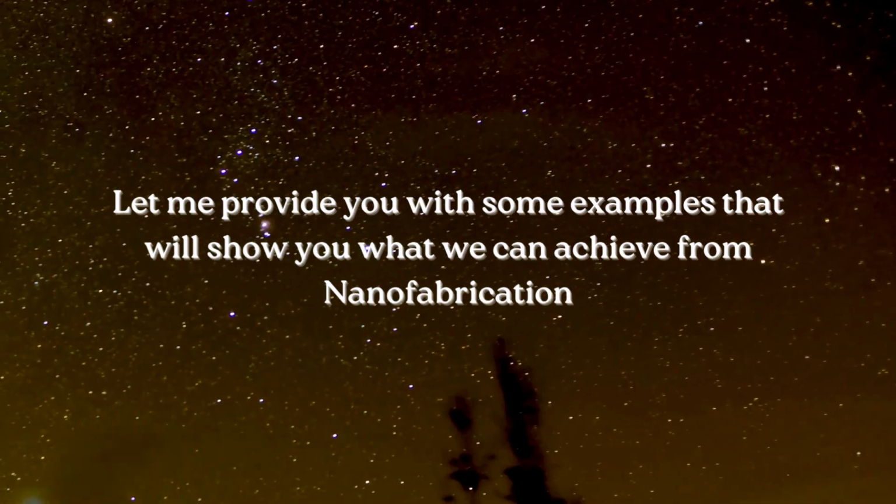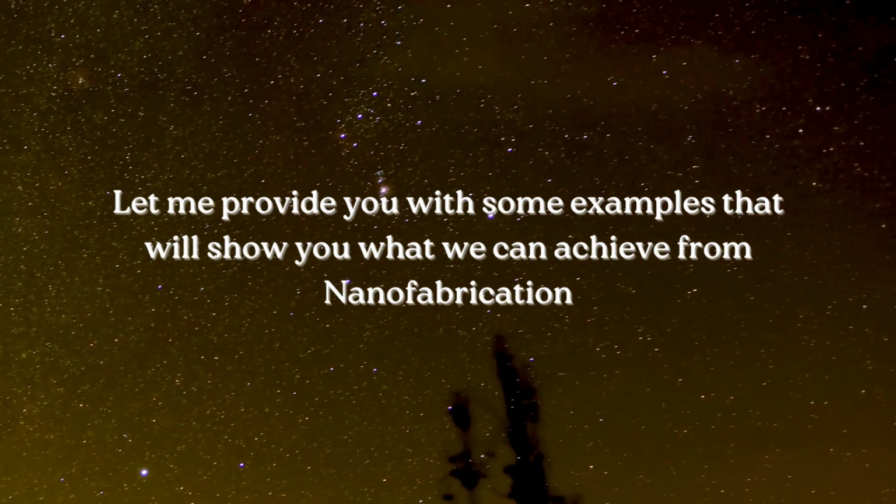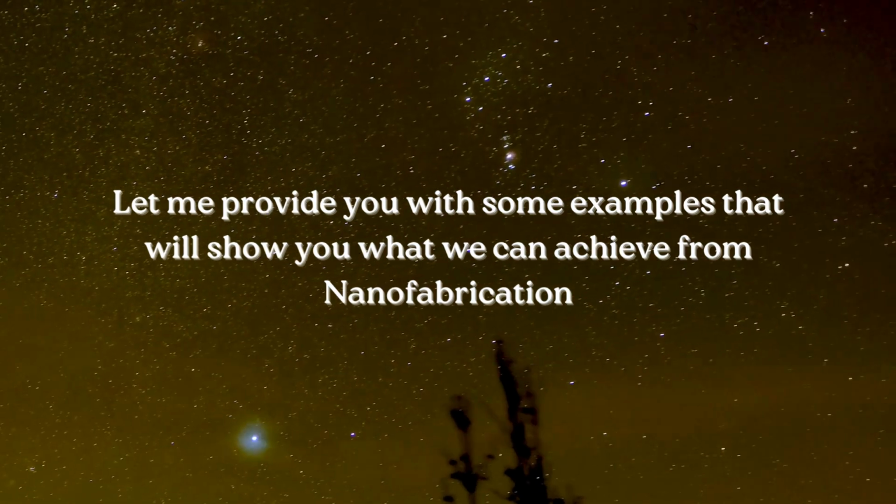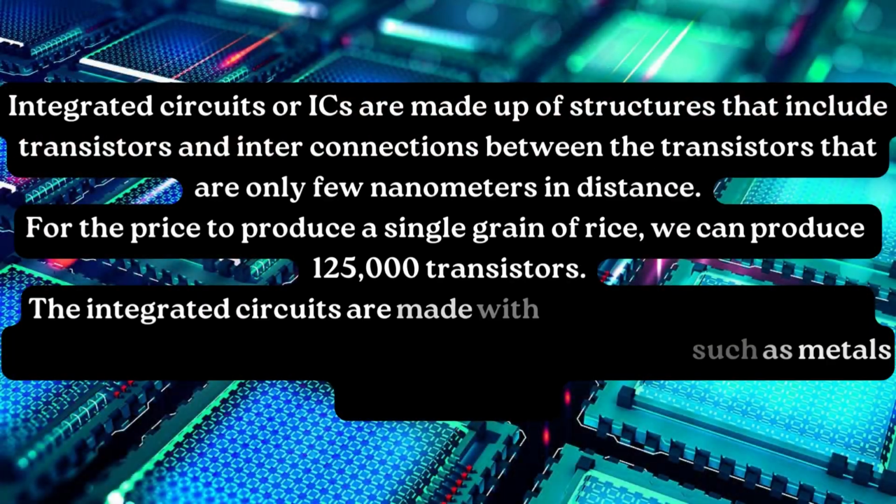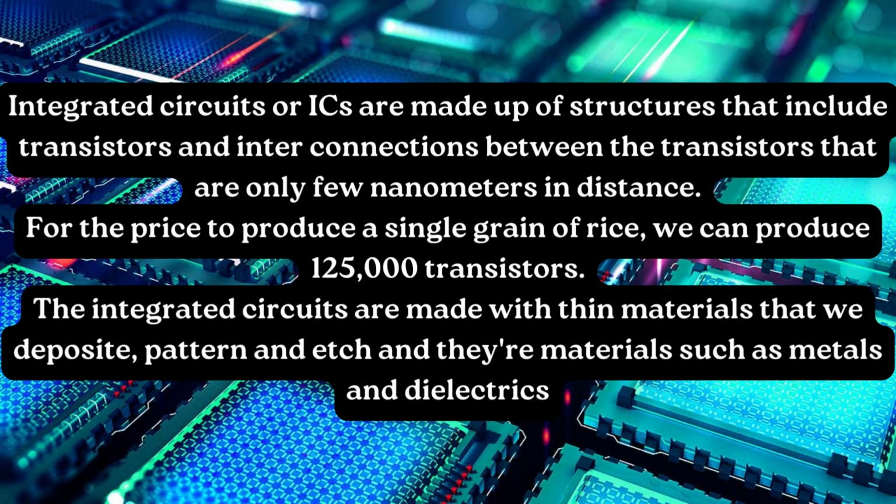Let me provide you with some examples that will show you what we can achieve from nanofabrication. Integrated circuits, or ICs, are made up of structures that include transistors and interconnections between the transistors that are only a few nanometers apart. For the price to produce a single grain of rice, we can produce 125,000 transistors. The integrated circuits are made with thin materials that we deposit, pattern, and etch, and they are materials such as metals and dielectrics.